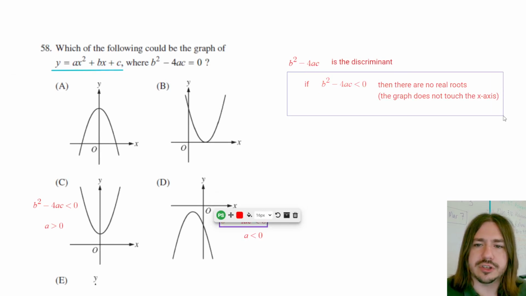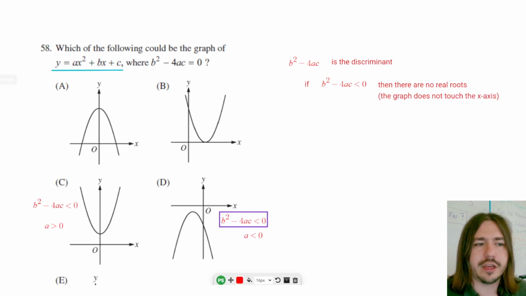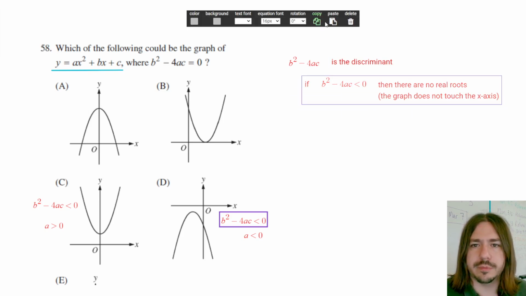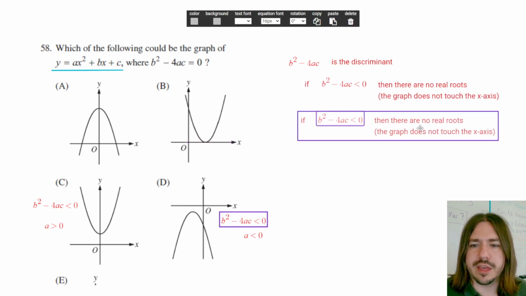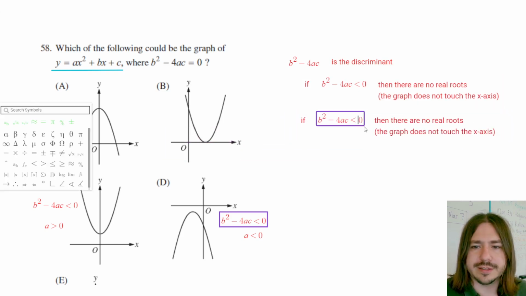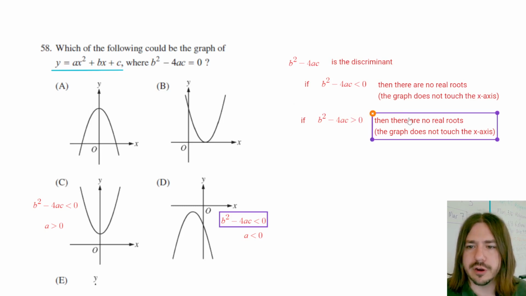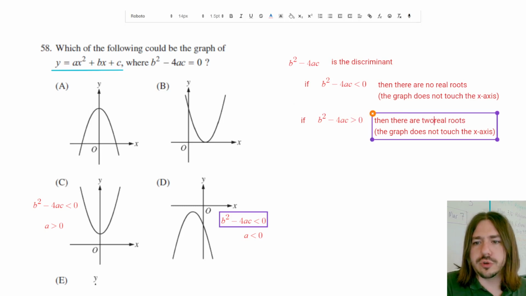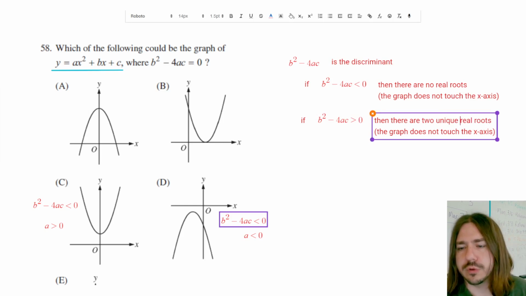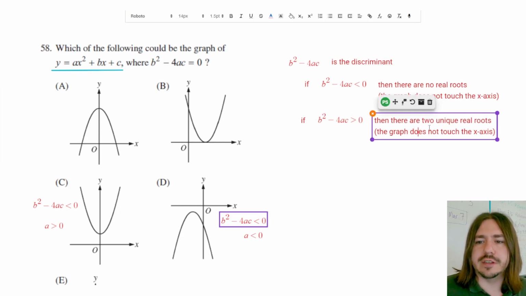So the other case, rather, here we go. Let's try that again. Just copy and paste that. Okay, so if that discriminant is negative, we just did negative. If it's positive, then there are two distinct real roots. Then there are two unique real roots. Okay, so in this case, the graph does touch the x-axis twice.